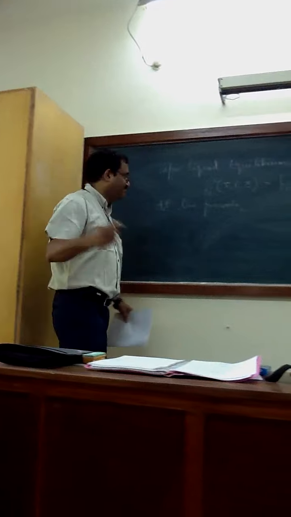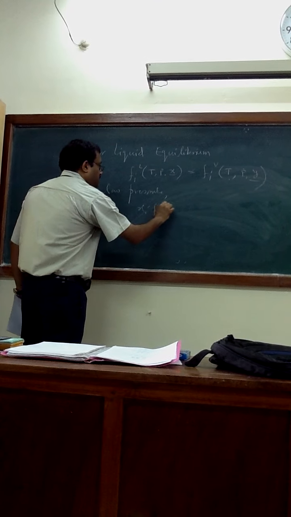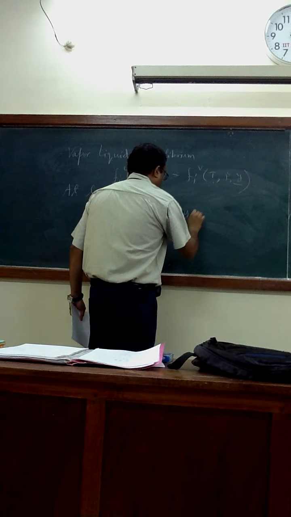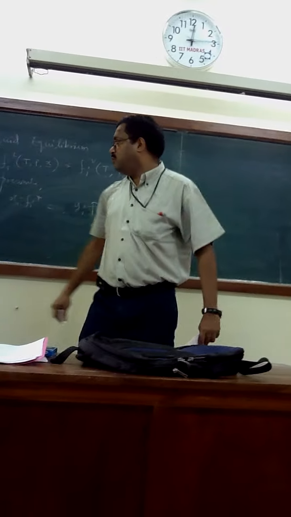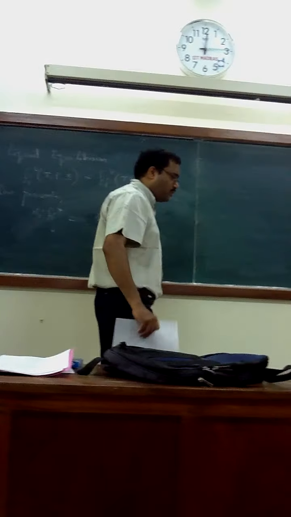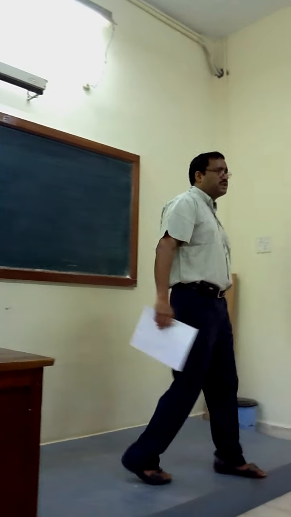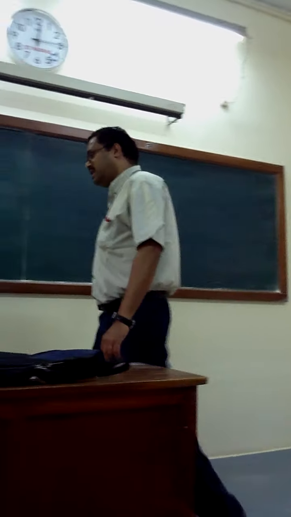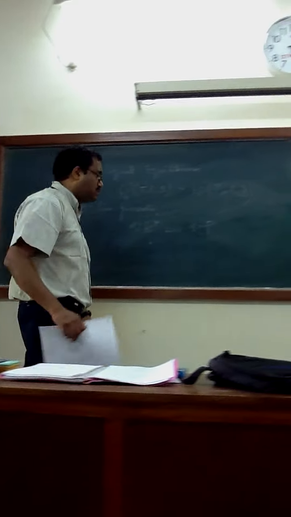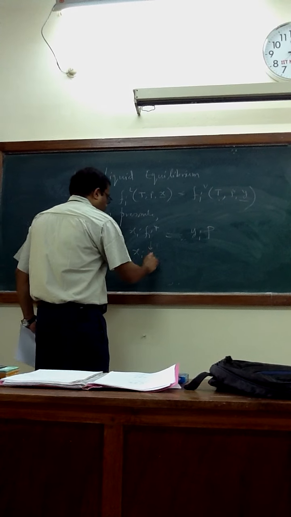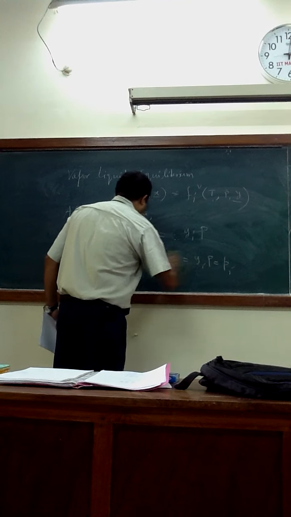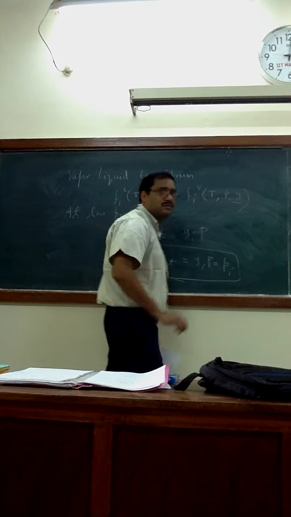The Lewis-Randall rule: x_i f_i star, and f_i^V at low pressure is y_i times total pressure. We proved last class that f_i star, the pure component fugacity, is related to the saturation pressure. The ratio f over P sat is a correction factor, which at low pressure equals 1. So x_i P_i sat equals y_i P, the partial pressure, and that was Raoult's law.